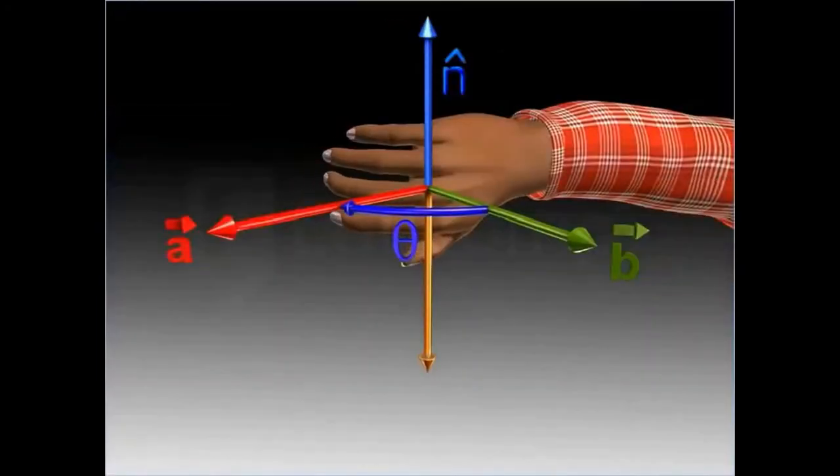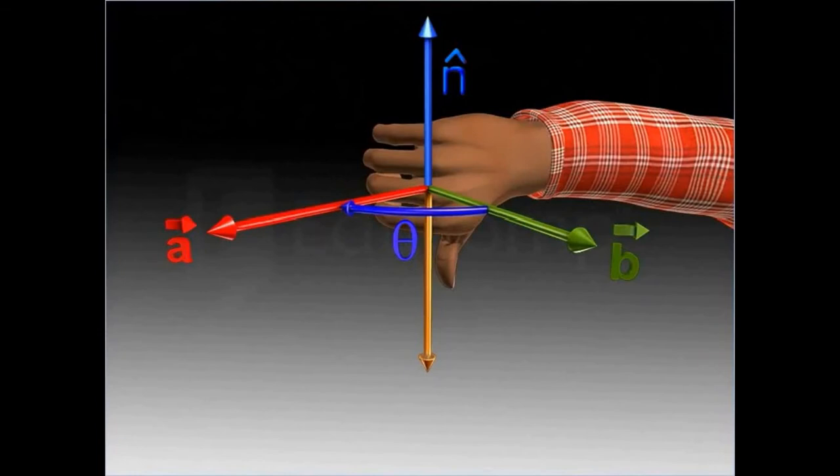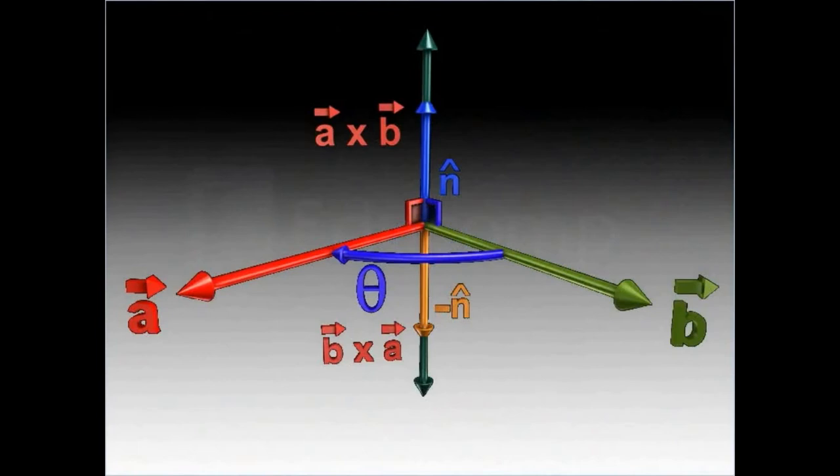Now, consider the fingers are curled from vector B to vector A. Then, the thumb of the right hand points in the opposite direction to unit vector n. This helps us to deduce that vector B cross vector A will have opposite direction to that of vector A cross vector B. Thus, cross product of two vectors is not commutative.